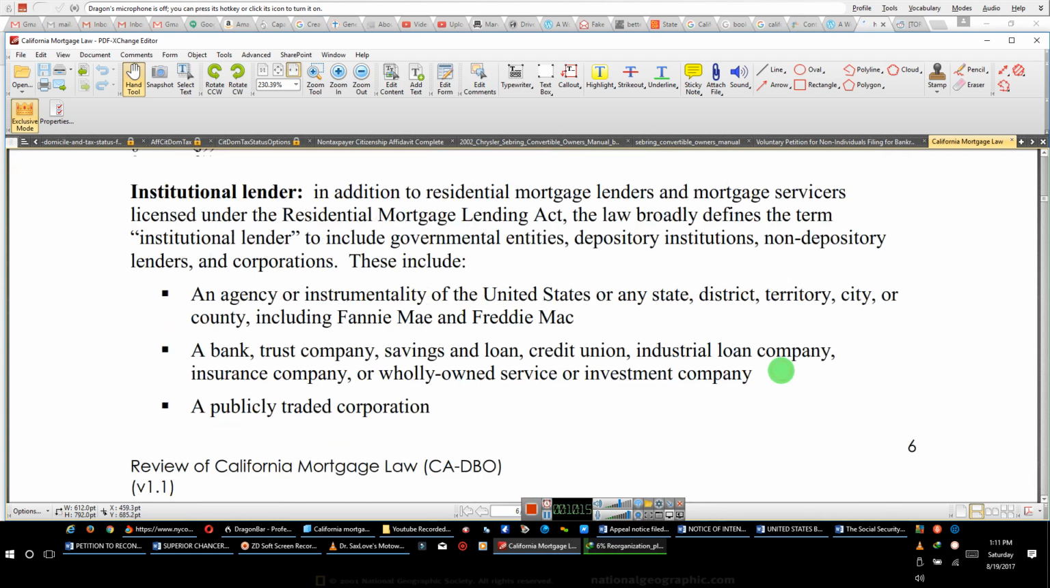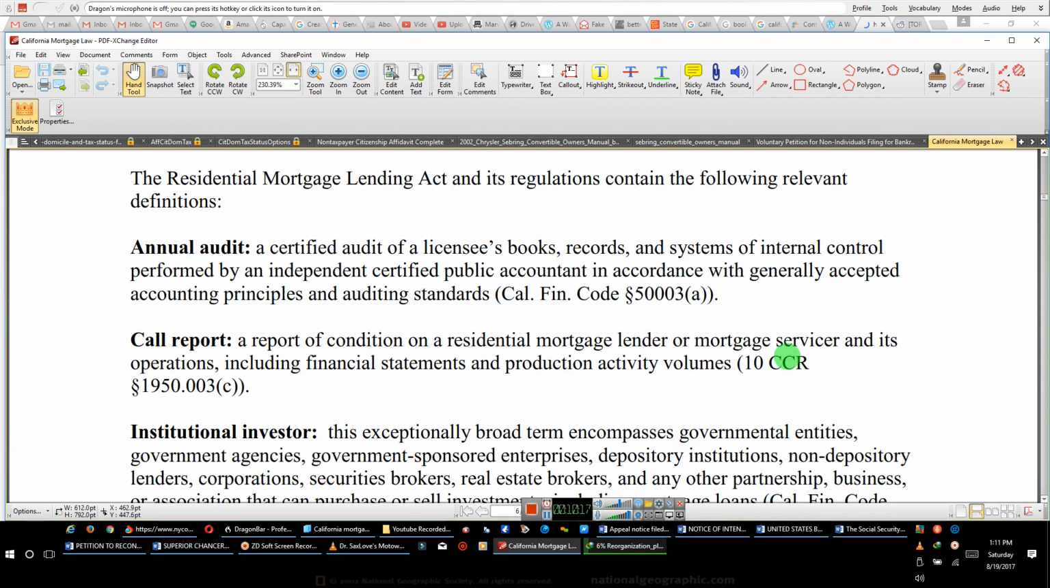So what? Annual audit. You know, you guys pay attention. Here's the code for California, but all of the banks do an annual audit. A certified audit of the licensee's books, records, and system of internal controls performed by an independent certified public accountant in accordance with generally accepted accounting principles, GAAP, and auditing standards, okay? This is what you keep hearing everybody else talk about. We told you, this audit will show you that your loan is already paid for.